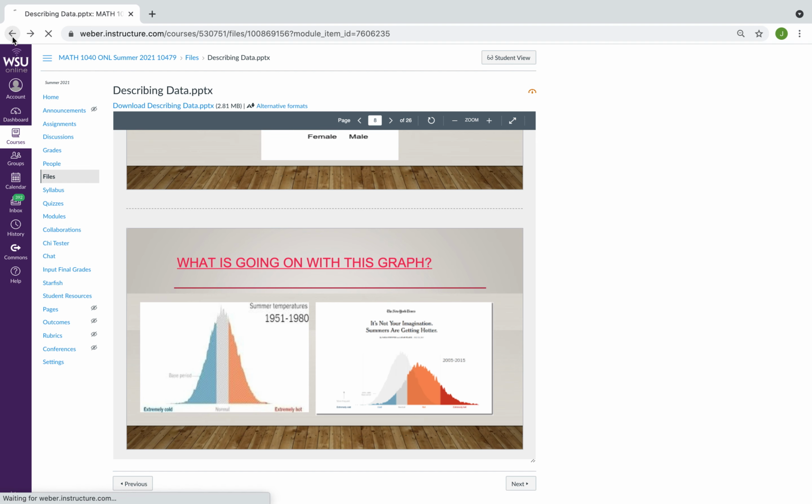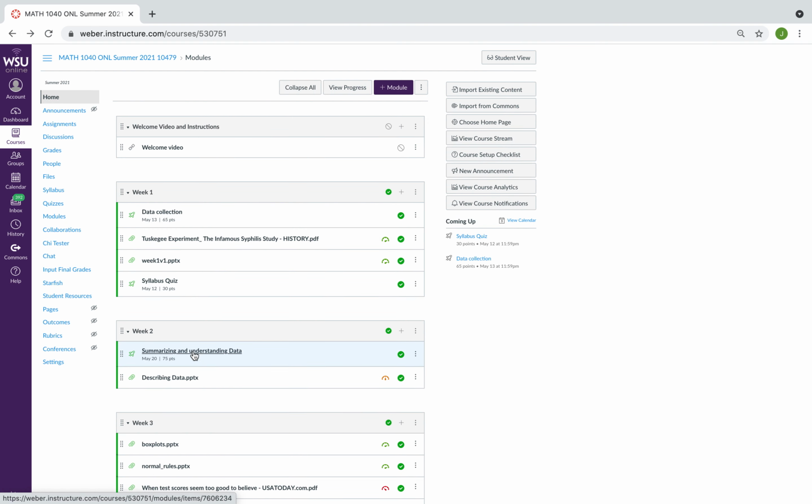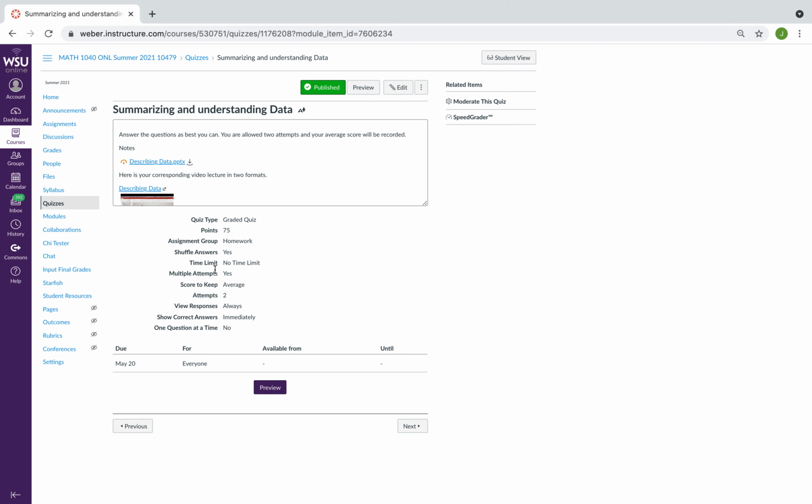And let's go back. So here in week 2 is a quiz. Let's click on this and we'll just show you what information you have. It shows you the quiz type is a graded quiz. It shows you the points, that it's associated with the homework group. We'll look at the syllabus and see what groups you're graded on in this class a little bit later. It shuffles the answers so they'll be permuted within it. You don't have a time limit to take this quiz. You do have multiple attempts, and your attempts are 2. It takes the average of those 2 attempts.